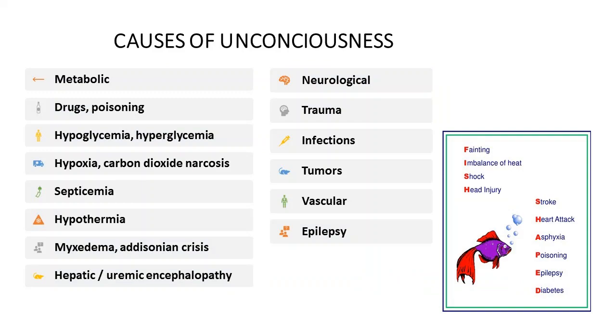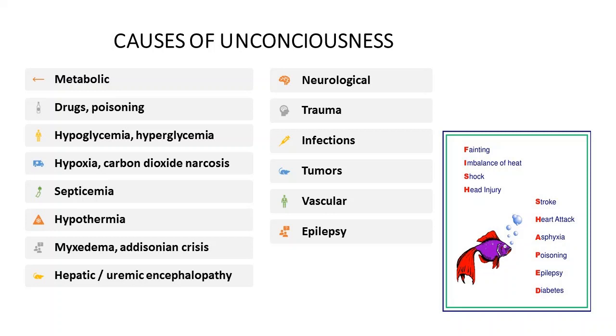Causes of unconsciousness. These include metabolic, drug poisoning, for example, carbon monoxide poisoning and alcohol intoxication, hypoglycemia, hyperglycemia and resulting ketoacidosis, hypoxia, carbon dioxide narcosis due to COPD, septicemia, hypothermia, myxedema, Addisonian crisis, hepatic or uremic encephalopathy, neurological trauma, infections like meningitis, encephalitis, malaria, typhoid, rabies, they can all cause unconsciousness.